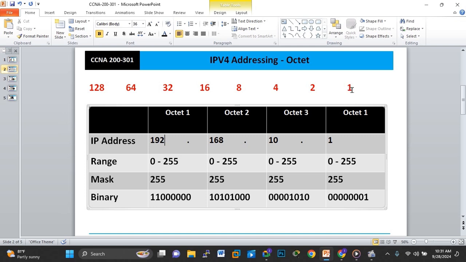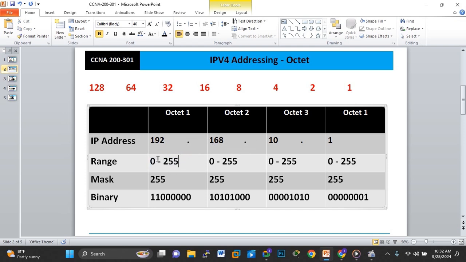If you look at these 8 bits, you can see 1, 2, 4, 8, 16, 32, 64, and 128. If you count them, 1, 2, 3, 4, 5, 6, 7, 8, represented by 8 bits. You can see this 192, this 168 is represented by 8 bits. This 10 is represented by 8 bits, and this 1 here is represented by 8 bits. We call these numbers octets. In an IP address, what do we call the numbers? Octets. Now, these numbers range from what? From 0 to 255.